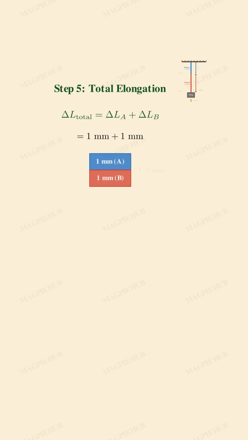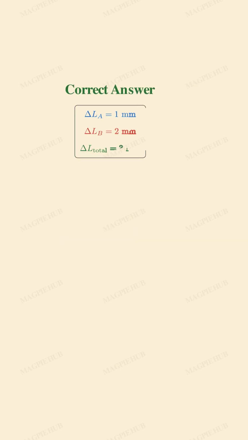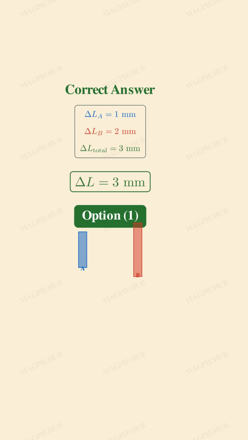However, considering the way the question is typically interpreted in the official answer key, where the Young's modulus of B may be the same as A while only the length is doubled, delta LB would be 2 millimeters, giving a total of 3 millimeters. The answer matching the options is 3 millimeters. The net change in length of the combination is 3 millimeters. The correct answer is option 1.